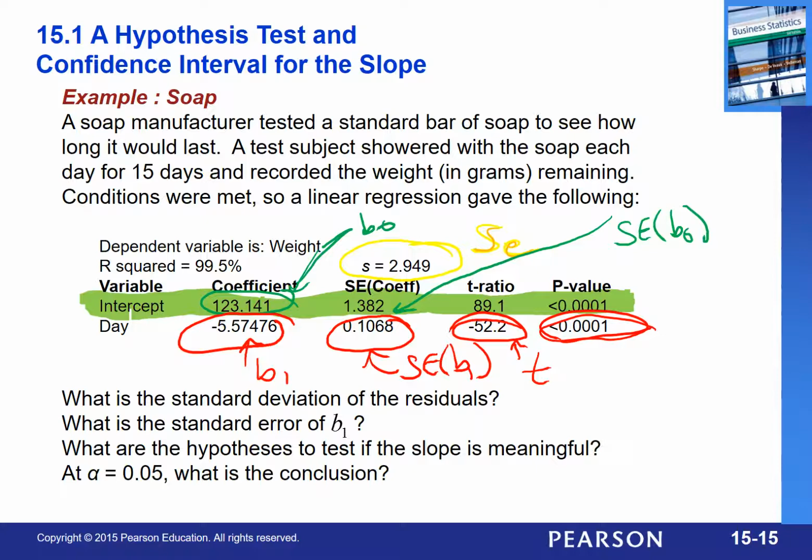So the first thing I ask you is, what's the standard deviation of the residuals? That's the yellow thing I labeled. Okay, what's the standard error of B1? It's one of the red things I labeled. I should have used different colors there. And what are the hypotheses to test the slope? Is it significant? And then we'll write ourselves a conclusion. So let's go through those answers now that we've labeled all over our notes so that we know what's going on.